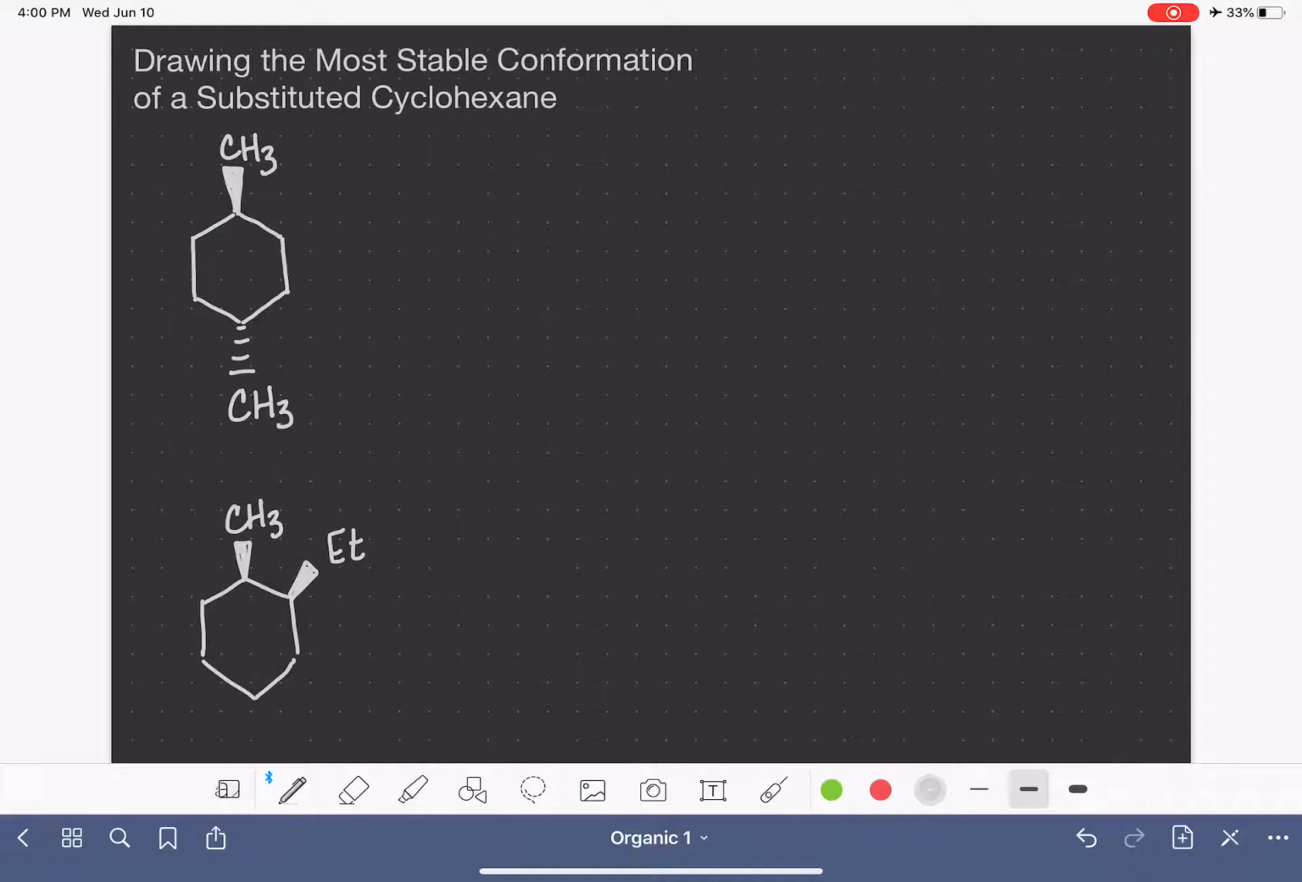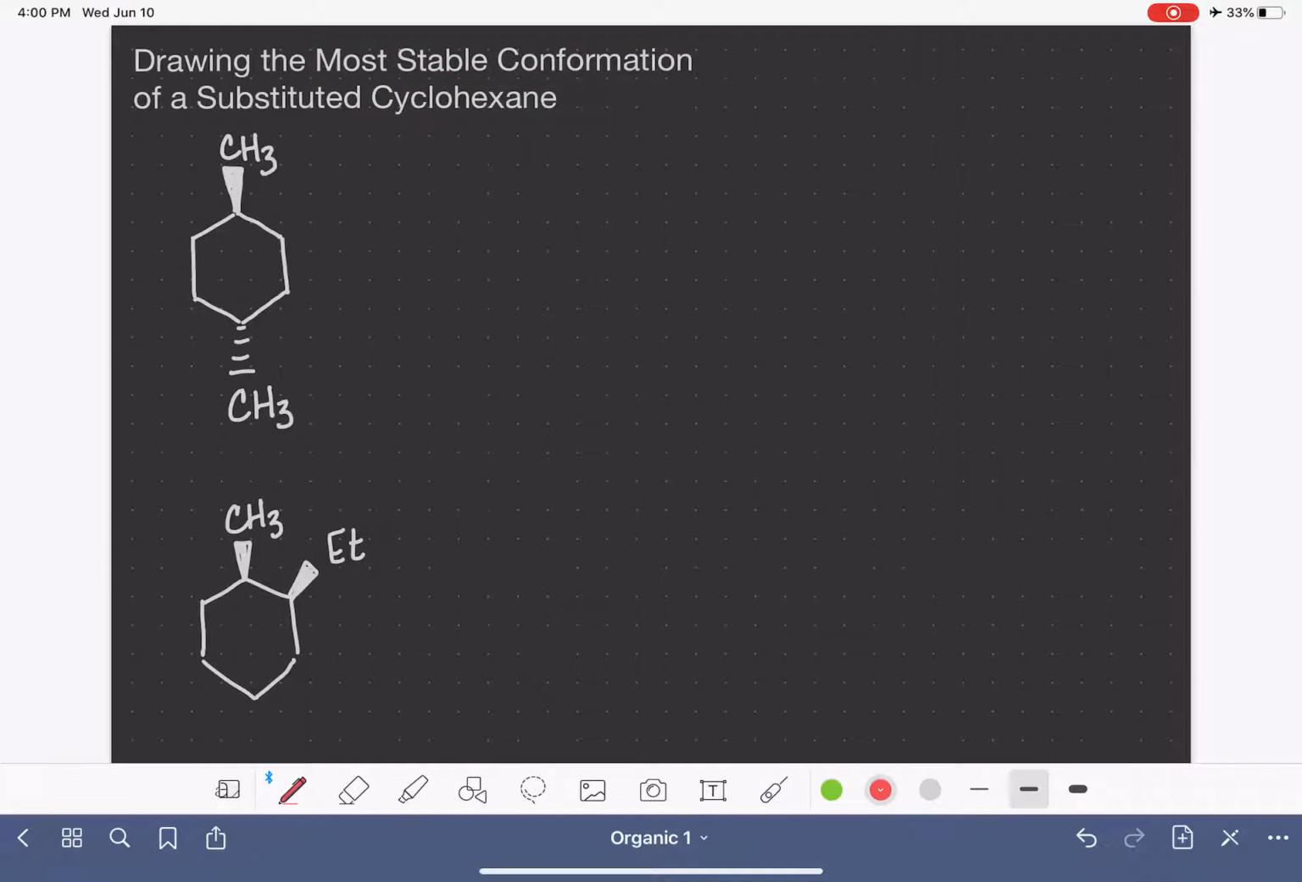We are now ready to start looking at cyclohexane molecules that have substituents on them. So we have a couple of examples of di-substituted cyclohexanes. Di-substituted means that they have two substituents attached to the ring. And our task here is to draw the most stable conformation for these molecules.